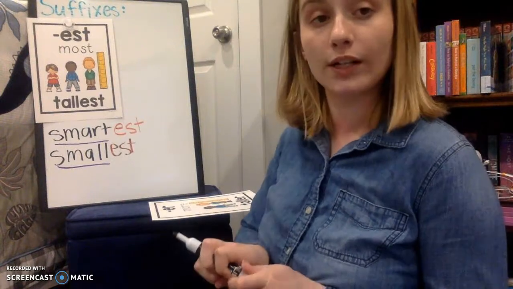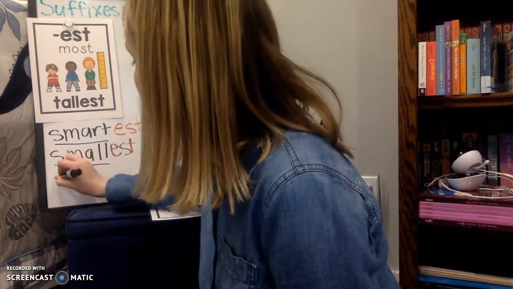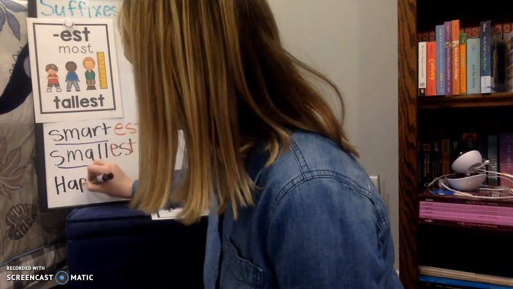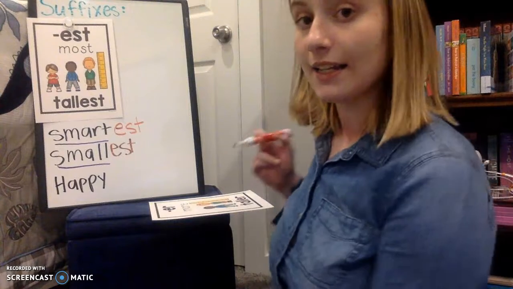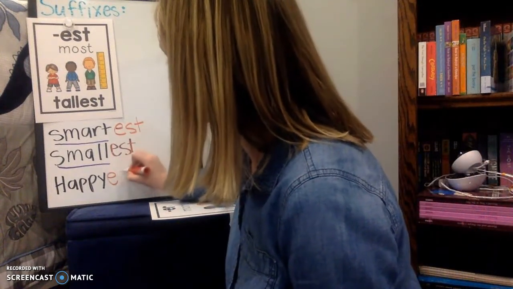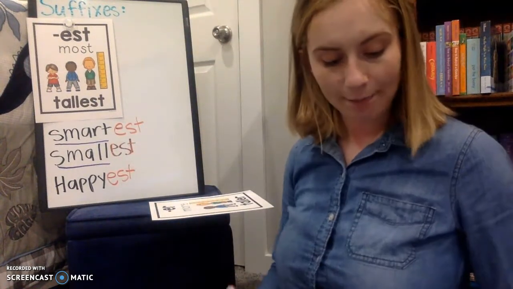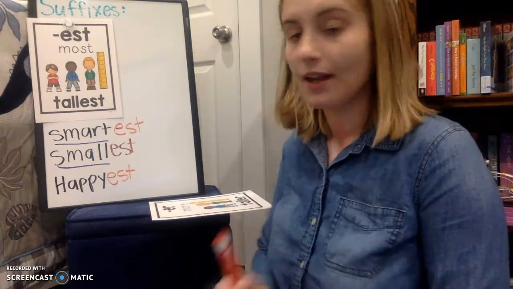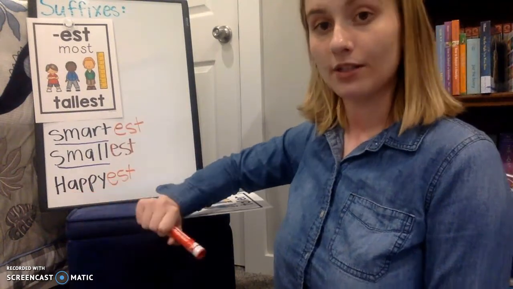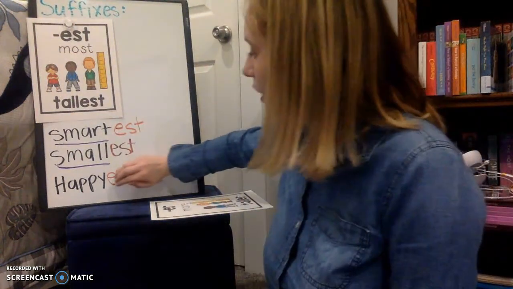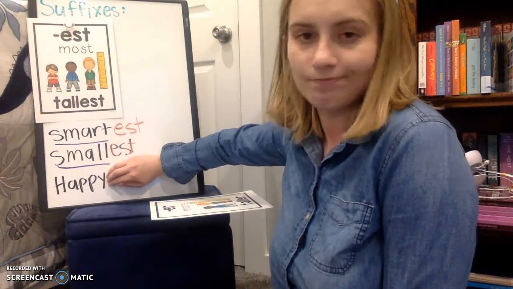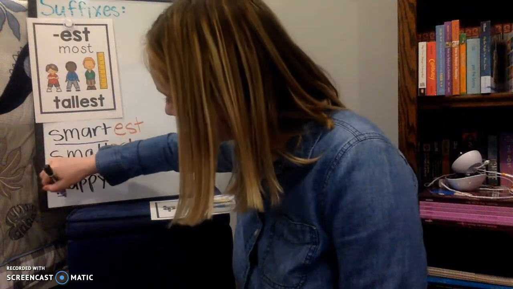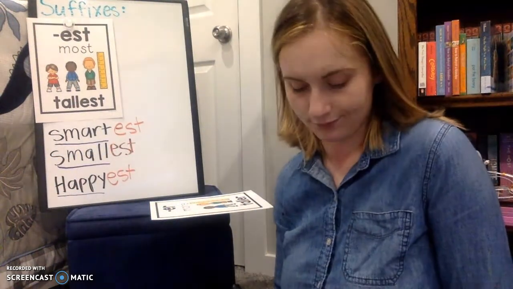Okay. Last one we're going to do for est is happy. Happy, I'm going to add est. If I'm the happiest person, what does that mean? I am the most happy person, the most happy. And where is my root word in happy? Well, I can take est off of happy est, and then I get happy. Can I take anything off of happy to make it a different word? No. So happy is my root word. Great.